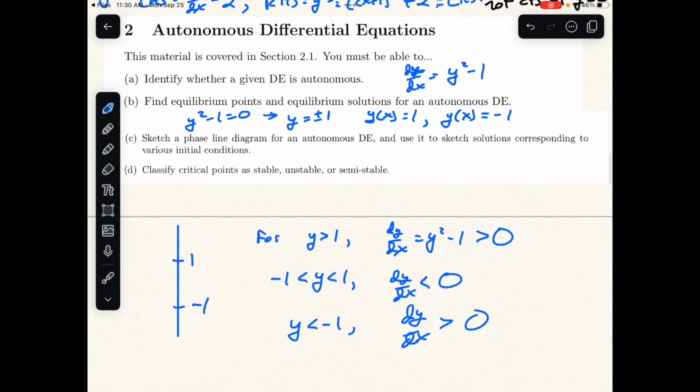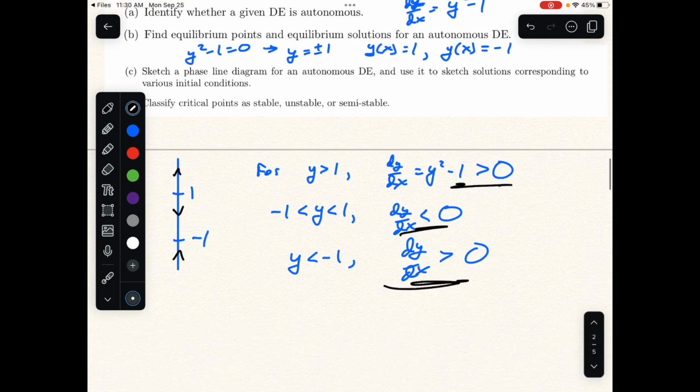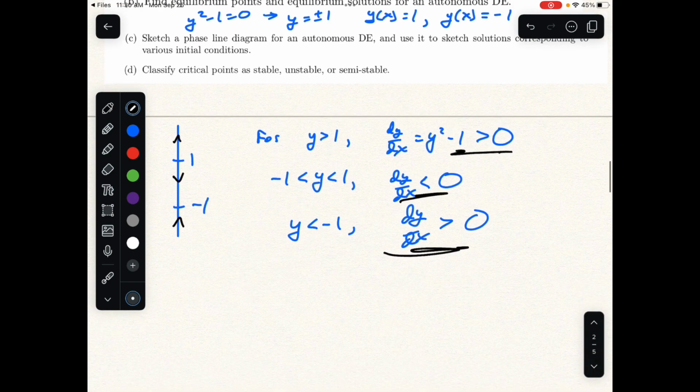And so now over on the left, you'll record all that information using an up arrow if the derivative is positive, and a down arrow if the derivative is negative, right? So down here, we'll use an up arrow because that derivative is positive. And then you can use this to sketch solutions to various IVPs for this autonomous DE.